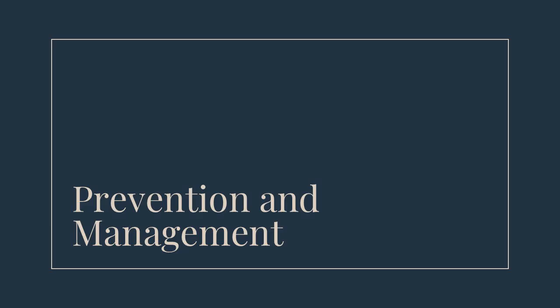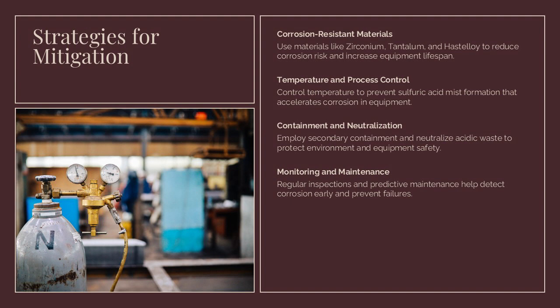Prevention and management strategies for mitigation. Effective prevention and management of sulfuric acid corrosion require a combination of material selection, process control, and containment strategies. Choosing corrosion-resistant materials such as zirconium, tantalum, and Hastelloy, or applying specialized linings, can significantly reduce the risk of equipment failure. Temperature control is critical to prevent the formation of sulfuric acid mist, which can occur when sulfur trioxide reacts with water at lower temperatures.